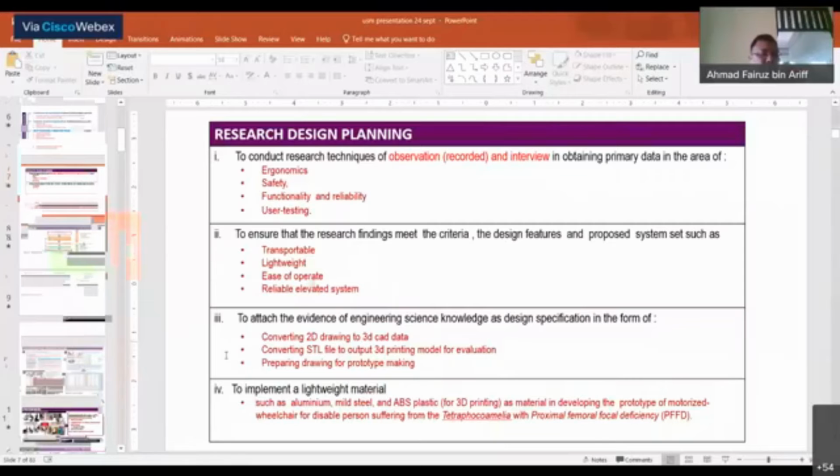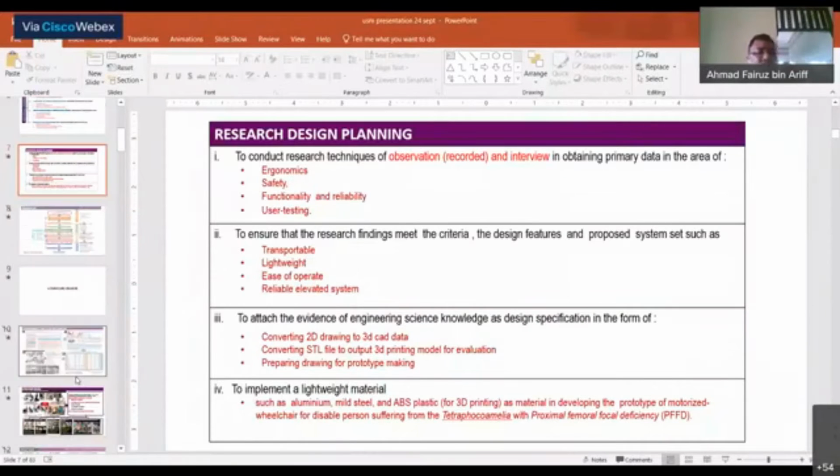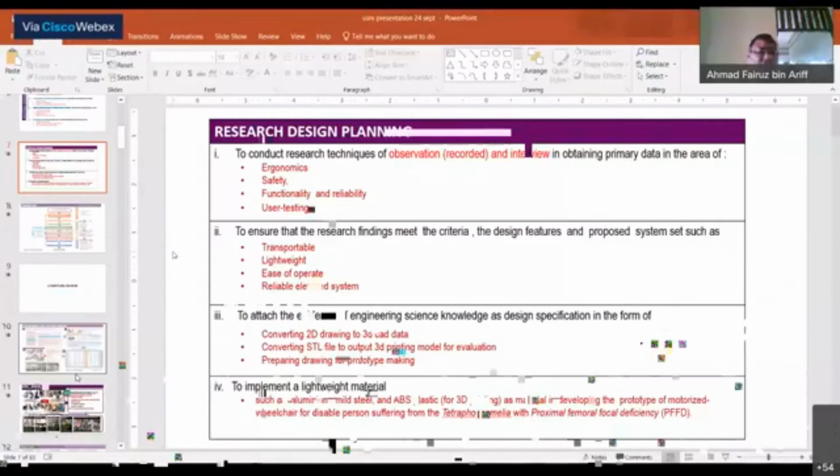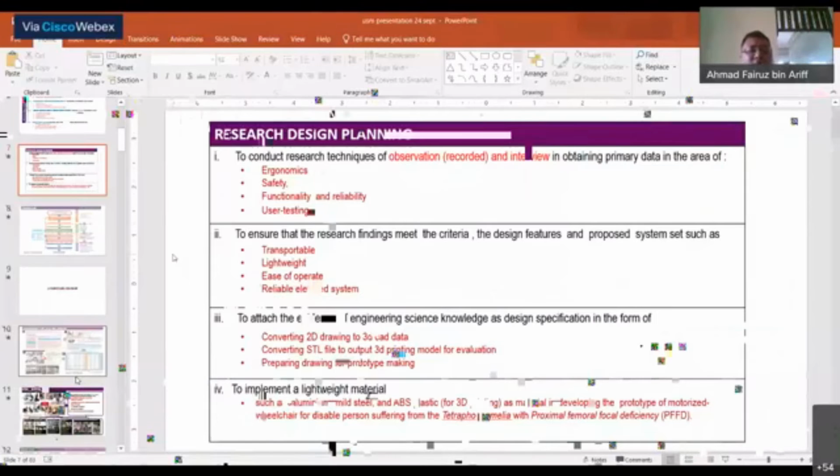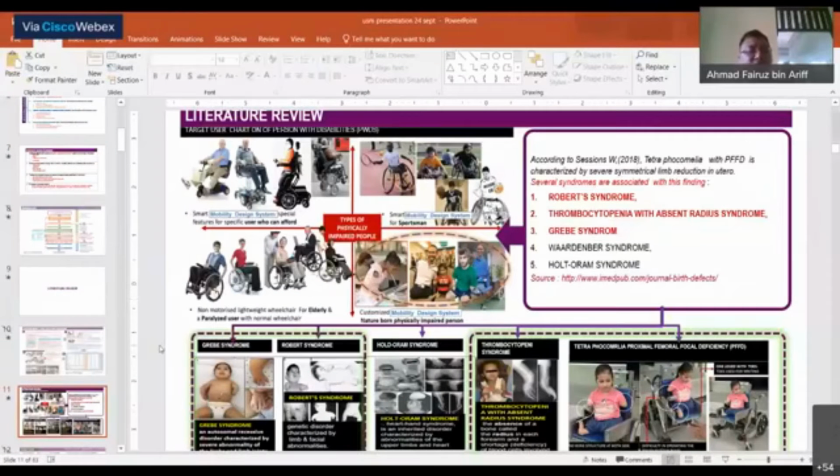Digital view. A bit of research on the types of physically impaired persons, from elderly and sports persons, a mix of elderly and normal people. The focus area is on customizing the mobility design for a person physically impaired by nature from birth.